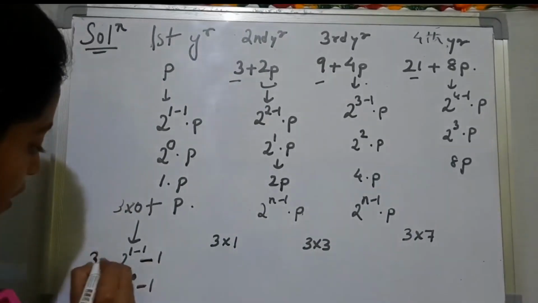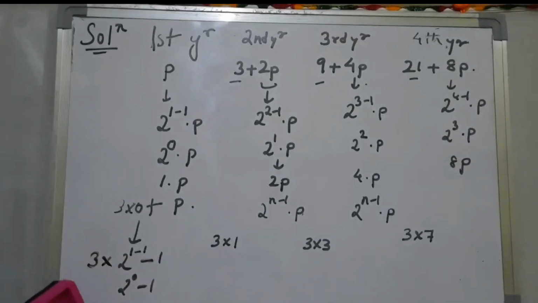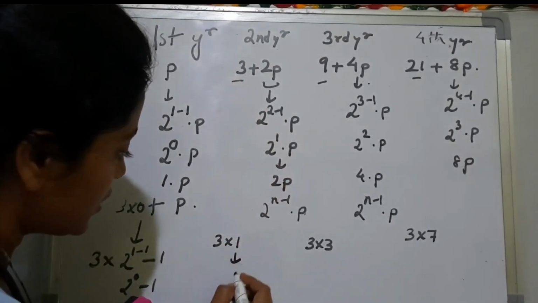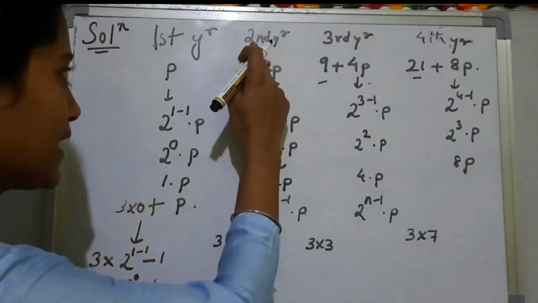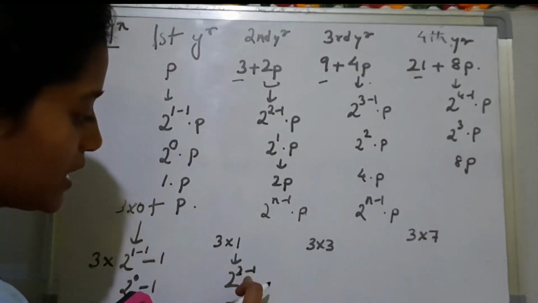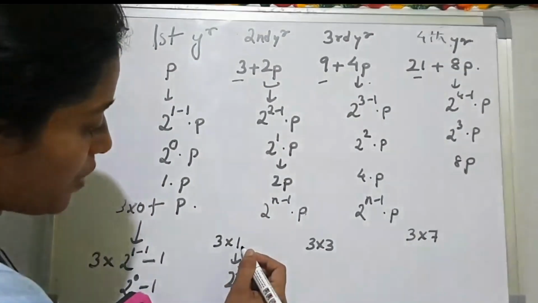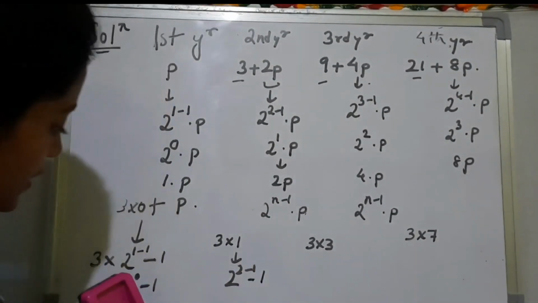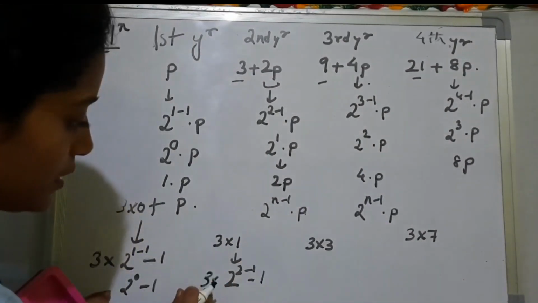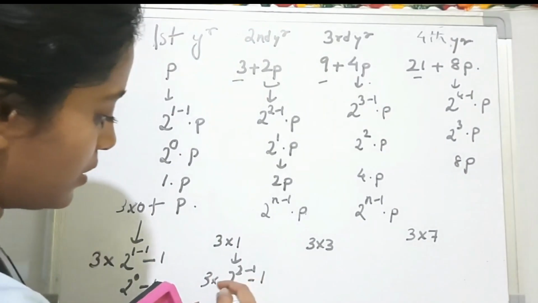And here it is 3 into 1. So we can write here 2 to the power second year, 2 minus 1. So here you will get 2 to the power 1, that is 2. So we need here 1, so we will minus 1. So the same pattern is followed here also, 3 into this 3, and for this 1, this pattern.